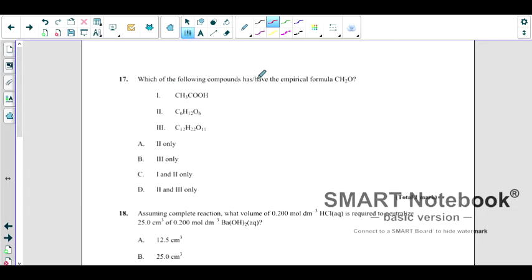Which of the following compounds have empirical formula CH2O? So you want to find the empirical formula. We know the method. You can rewrite it as C2H4 and O2. So what is common here? 2 is common, so the formula is CH2. Here again CH2. Oh, here this is not CH2O, so the answer is 1 and 2 only.